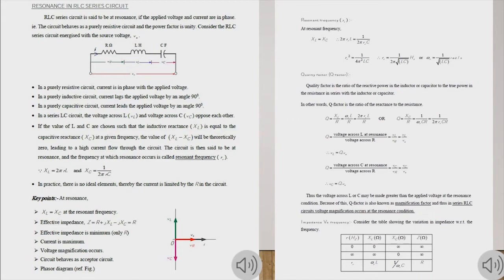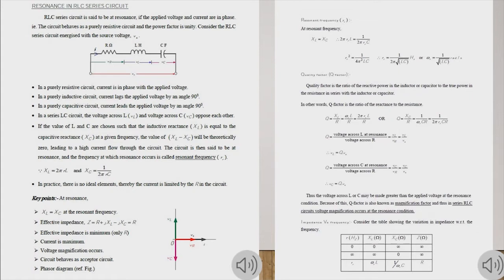In a purely resistive circuit, current is in phase with the applied voltage. In a purely inductive circuit, current lags the applied voltage by an angle 90 degree. In a pure capacitive circuit, current leads the applied voltage by an angle 90 degree. In an LC series circuit, the voltage across L, VL, and the voltage across C, VC, oppose each other.